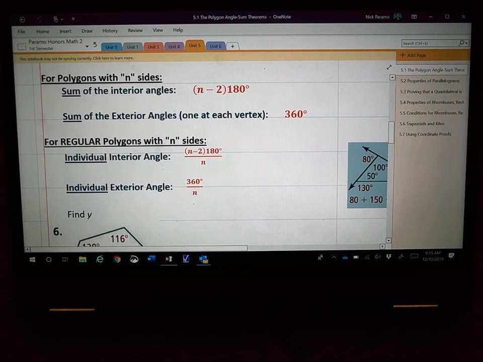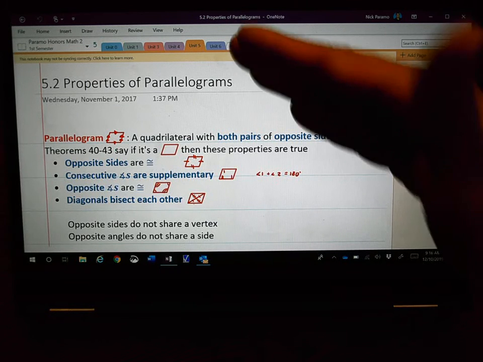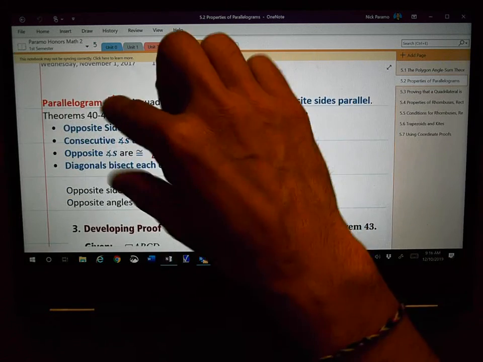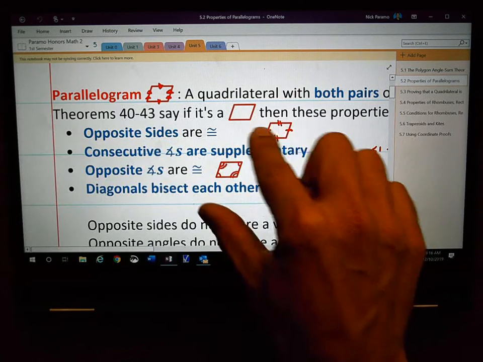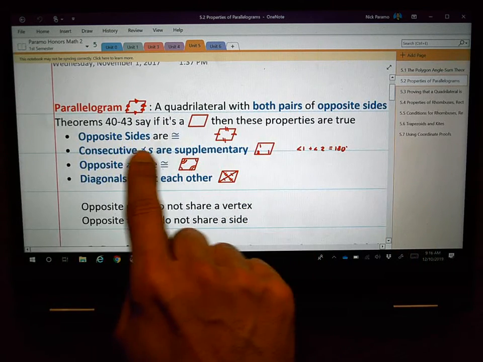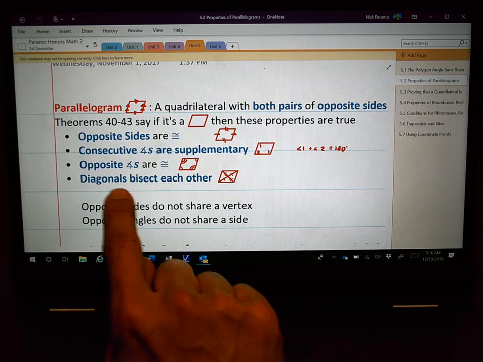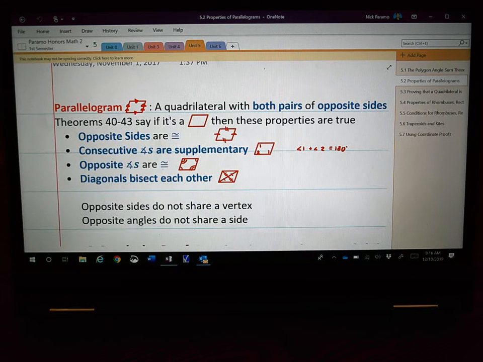The main idea of Unit 5 was on four-sided shapes. You learned what a parallelogram was. And because parallelograms had certain properties, there were 4 properties that you had to memorize. And if you forgot what they are, when something is a parallelogram, the opposite sides are congruent, the consecutive angles are supplementary, the opposite angles are congruent, and the diagonals bisect each other. Those are 4 facts about a parallelogram that you needed to know.